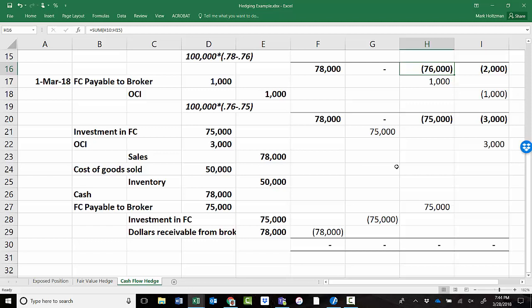And this is the cool part. You can take the OCI that happens in the cash flow hedge and then put it into the fair value hedge. And then it comes out of the fair value hedge as it would with income. Now, there's a lot of other details to this. Again, I'm going through it really fast and streamlined.